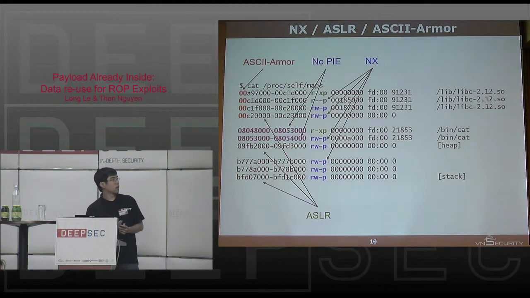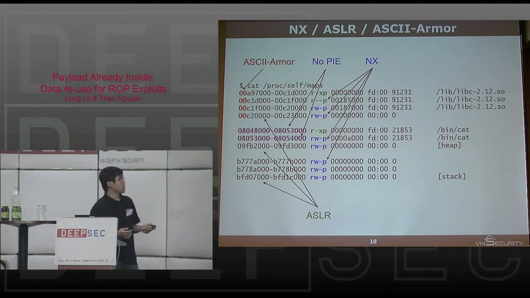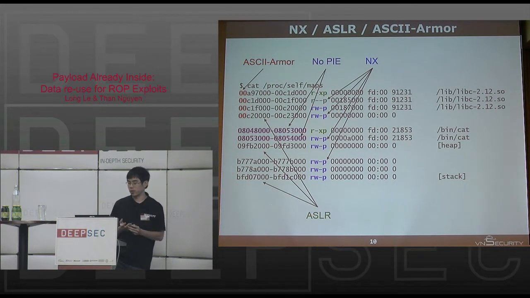For example, this is an example of the memory mapping. You can see here the address of the library starts with NULL, which is the ASCII-Armor. This space is not executable, which is NX. And here there is no PIE, so the binary itself is mapped at a fixed address and is not randomized. ASLR applies to the stack, the heap, and things like that. So every time you run it, it will load at a different address.